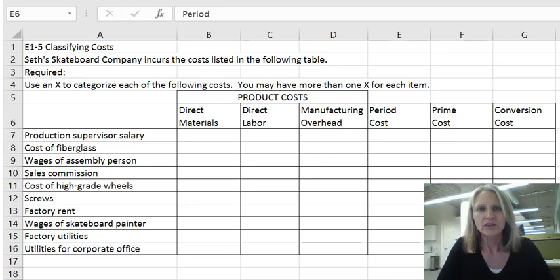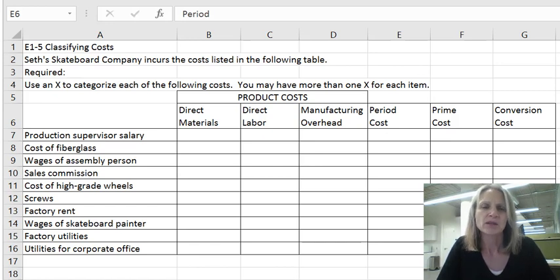Then direct materials are the materials that we can track directly to the product. Things like glue or sandpaper we may not be able to trace directly to the product, and so that'll be considered overhead. But other materials that we can measure or count that go into our product, those are direct materials.